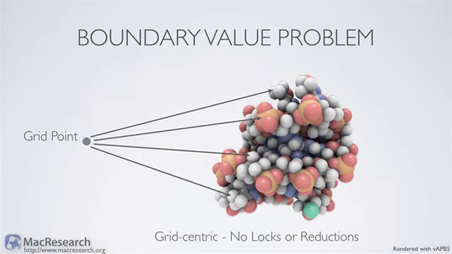The better approach is to do this from the grid-centric point of view, because every grid point is only going to be reading data, and the data we read is the XYZ position of the atom plus its charge and the size of the atom. Okay, that's all read-only data. None of that data is getting modified during the course of the calculation.